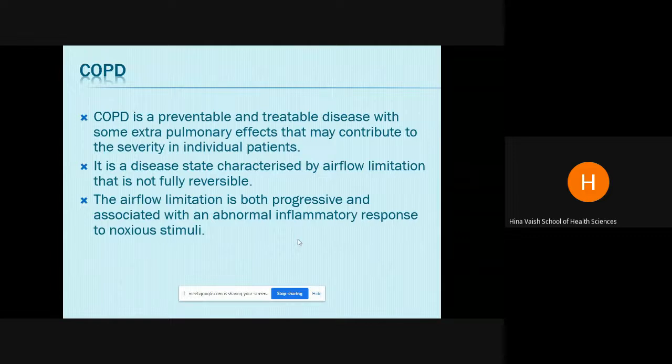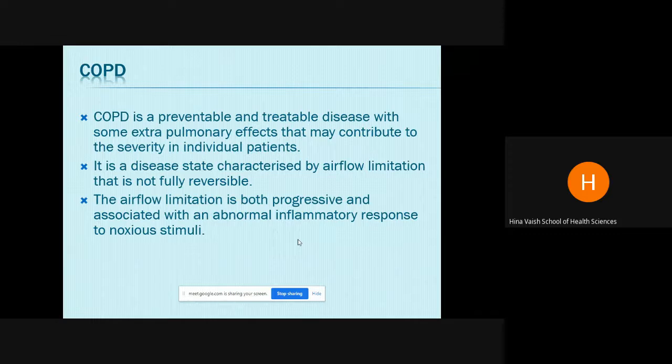Now, starting with COPD, it is said to be a preventable and treatable disease. Why is it said to be a preventable disease? Because there are certain risk factors which are responsible for COPD. So if those factors are controlled, then there are chances that it can be prevented. And once it is developed in someone, then it is a treatable disease. The cure is available. Not only does it have the pulmonary manifestations, the pulmonary effects, but there are certain other extra pulmonary effects that may also contribute to the severity in the individuals.